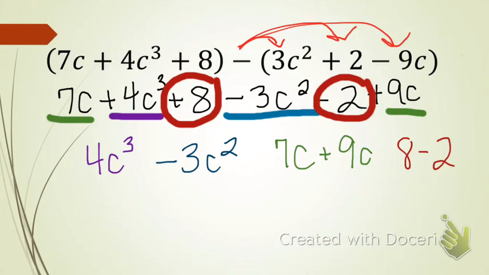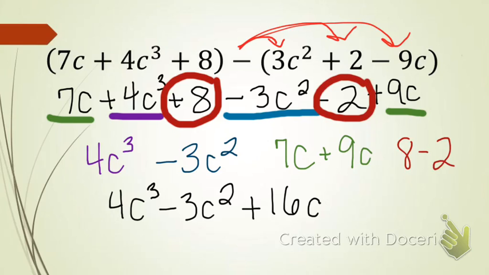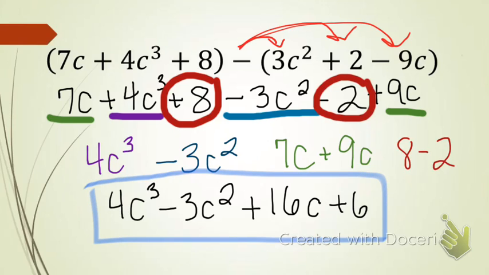I have combined all my like terms. So now I'm going to simplify. 4c to the power of 3, I have nothing to combine it with, so it stays the same. Same goes for -3c to the power of 2. I have nothing to combine it with, no other term. 7c plus 9c, and 8 minus 2, which is a positive 6. That is the final answer. Again, it is written in standard form.